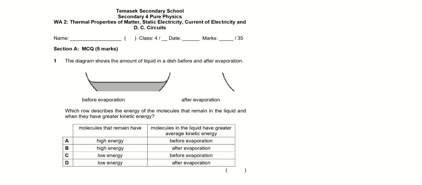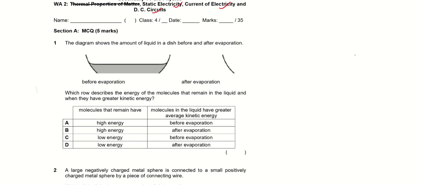So for today's video, we'll be going through this pre-WA2 practice paper. This is actually a WA2 that was set in 2023. The topics tested back then were thermal properties of metal, which is really not included in our 2025 WA2. So I will be going through static, current and DC. Then in the other practice paper we'll be doing light as well. Question 1 is on thermal properties, so we'll just skip that.